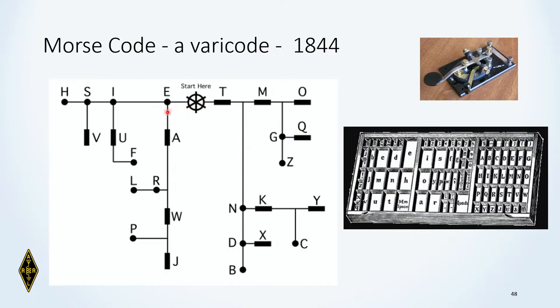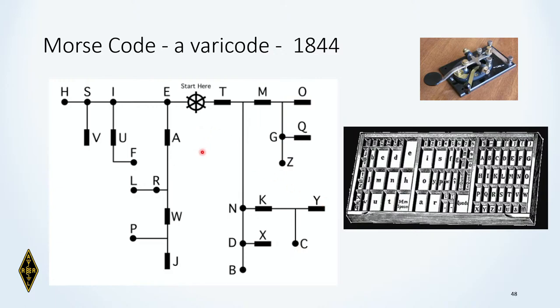And you'll notice that E is a single dot or dit, as we call it in Morse code. So to send the letter E, it's just a single dit. T, also a frequently used letter, is a single dash. And I is dit, dit. And you can follow the pattern. The less frequently used letters are way out on the end of the tree. So the letter Y, for example, would be dash, dash, dot, dash.